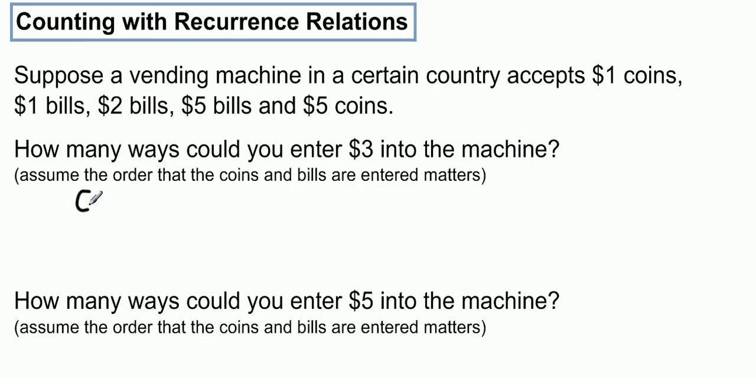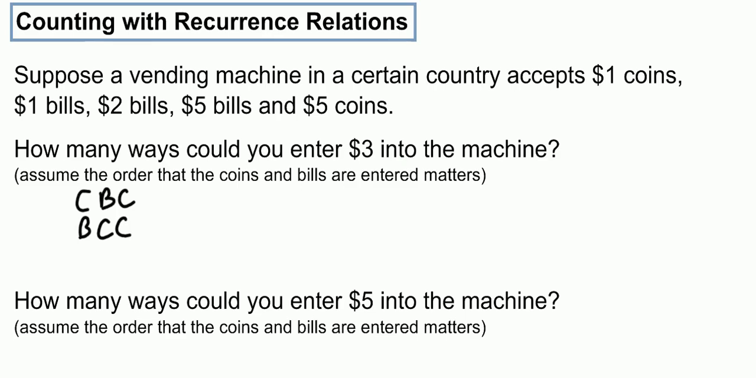You could certainly do a $1 coin, a $1 bill, followed by a $1 coin. Now, we are assuming that the order that the coins and bills are entered matters, because you could imagine standing in front of the machine and putting the coins or bills in a different order. Now, maybe we don't want to count those separately, but the math gets a lot more complicated if we don't. So another way to enter the same thing is you could put the $1 bill in first and then follow it by two other coins.